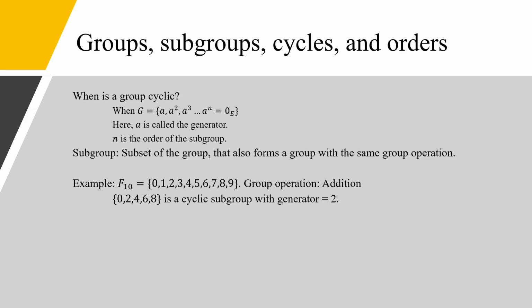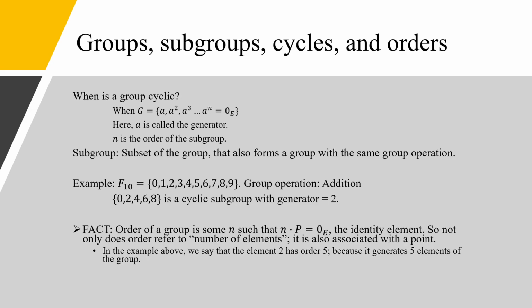Okay, we'll worry about which order later, but every element of a group, if treated as a generator, will generate a cyclic subgroup. That's an important point. Now let's define the order of an element a little more rigorously. The order is some n such that n dot p equals the identity element, and n dot p is the same as raising to the power n. It means we perform the group operation n times, and p would be the element of the group in this case.